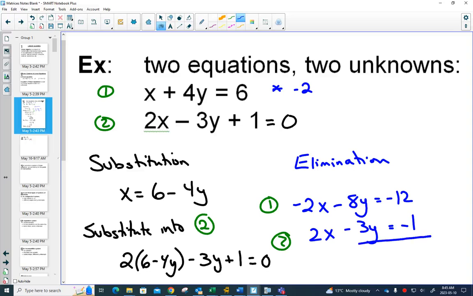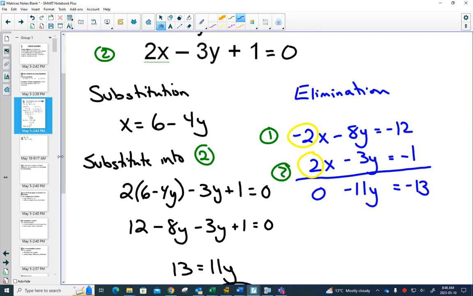What that allows you to do is, if these are the same number but one's positive and one's negative, you can add your two equations together. The idea is that if this side is equal to negative 12 and this side is equal to negative 1, if I add the sides together, they should still be equal. And what's really nice here is this just becomes 0, this becomes negative 11y, this is negative 13, and now you have an equation just with y.